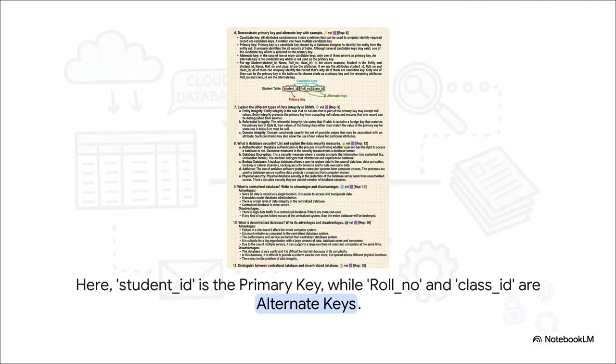Let's break this down with an example. In this student table, we actually have a few columns that could uniquely identify a student, right? The student ID would work, and so would the roll no. Any column that could be the unique key is called a candidate key.